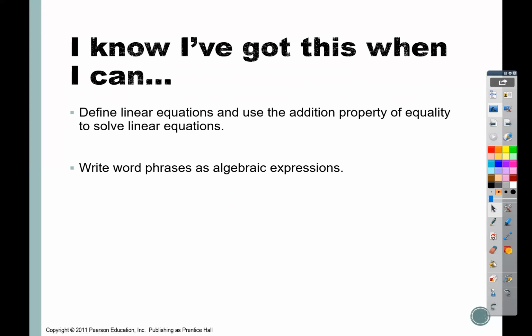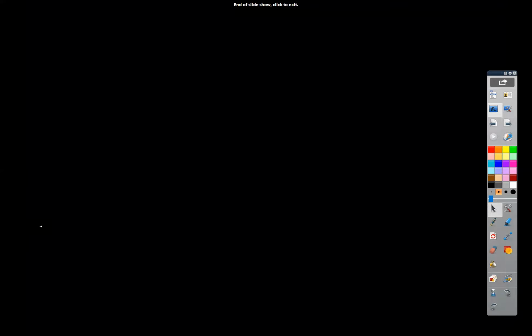So I know I've got this when I can define linear equations and use the addition property of equality to solve linear equations and write word phrases as algebraic expressions. And that is it.